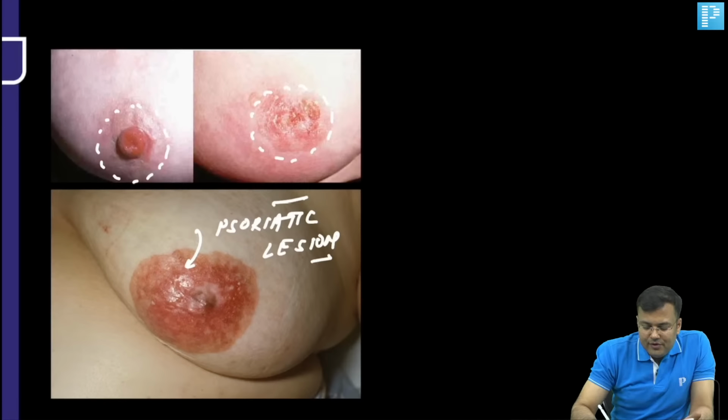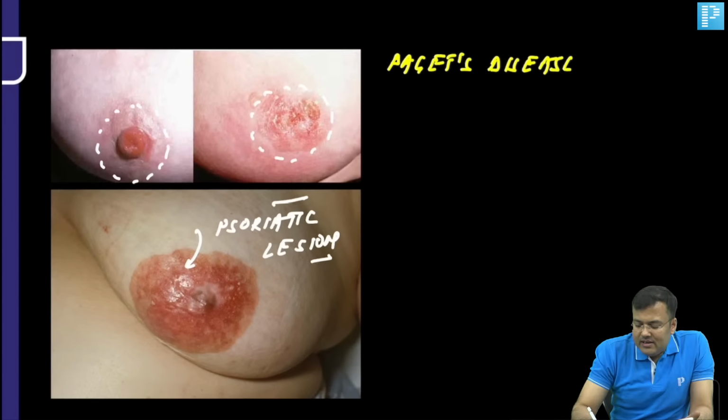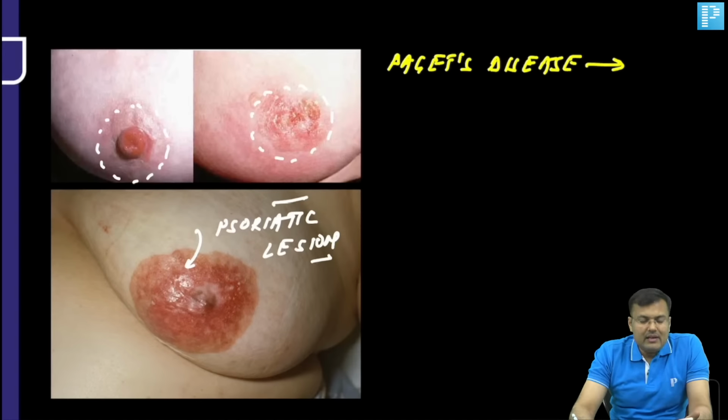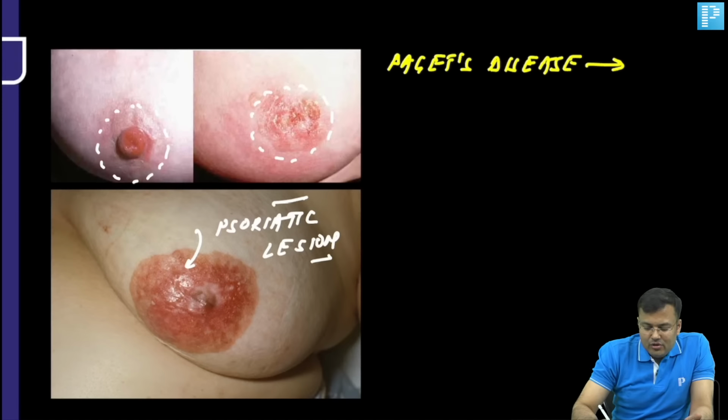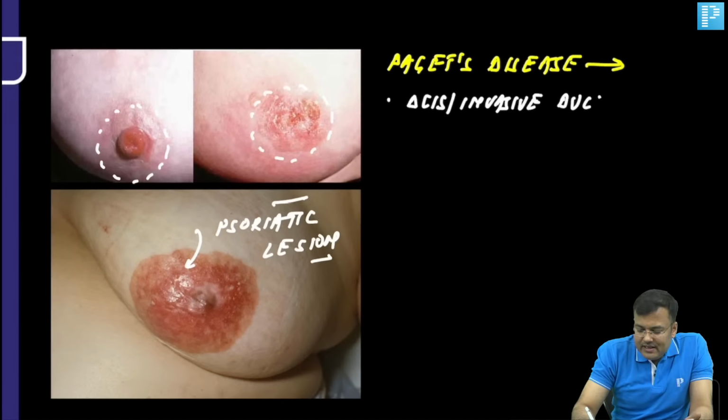One question for all of you. In Paget's disease of the nipple, which malignancy is hidden? What is the underlying malignancy? Easiest question, guys. Yes, it is invasive ductal cancer or DCIS. So the underlying malignancy is either DCIS or invasive ductal cancer. Clear, guys?